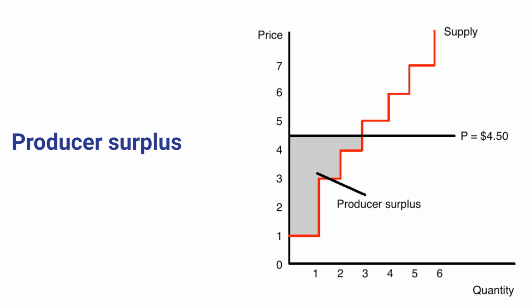That's equal to this gray shaded area here. The first seller was willing to sell it for $1. They end up receiving $4.50, so they gain $3.50 worth of surplus. The next unit of the good is valued at $3, but it's sold for $4.50, so there's another $1.50 worth of surplus there. And finally, the third seller values the good at $4. They sell it for $4.50. They still gain 50 cents worth of net benefit. So that entire gray shaded area represents the producer surplus, the net benefit that the sellers receive by selling this good.